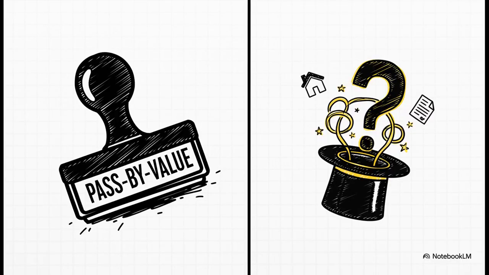Okay, so the short, official answer? Java is always pass by value. End of story, right? Well, not so fast. If that's true, then why does it feel so much like pass by reference when you work with objects? You pass an object to a method, you change one of its fields, and poof, that change shows up back in your original code. That's the paradox we're going to unravel today.